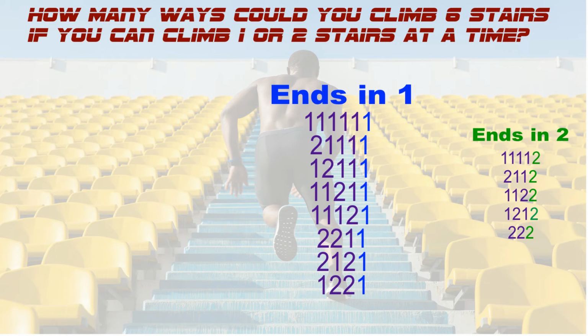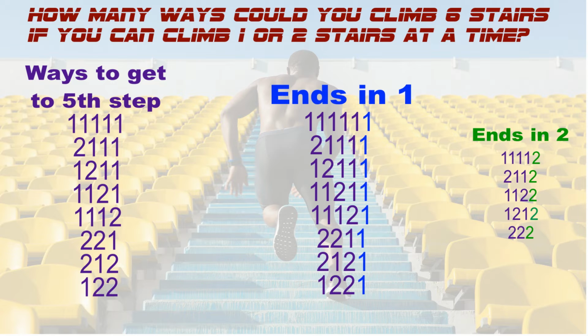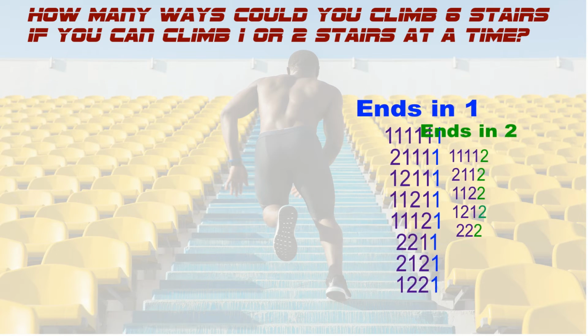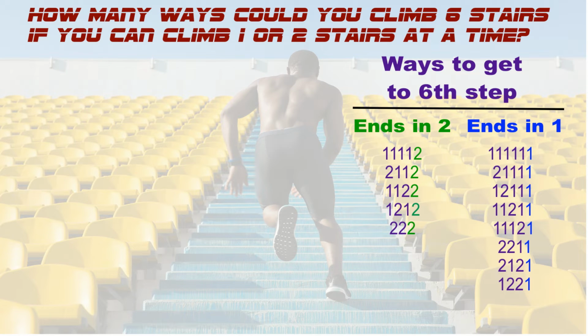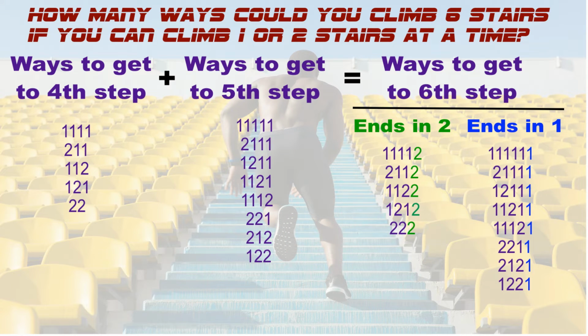Similarly, in the column containing codes that end with a 1, that final 1 means we're always going to go from the 5th step to the 6th step, so the only thing that can change is the way we get to the 5th step. So the number of elements in this column will correspond with the number of ways we could climb 5 stairs if we took the stairs 1 or 2 at a time. What I'm saying is the number of ways you can climb 6 stairs if you take them 1 or 2 at a time is equal to the sum of the number of ways you could climb 4 stairs if you take them 1 or 2 at a time, and the number of ways you could climb 5 stairs if you take them 1 or 2 at a time.